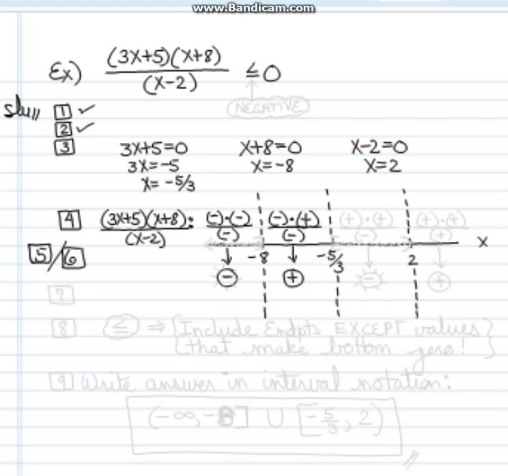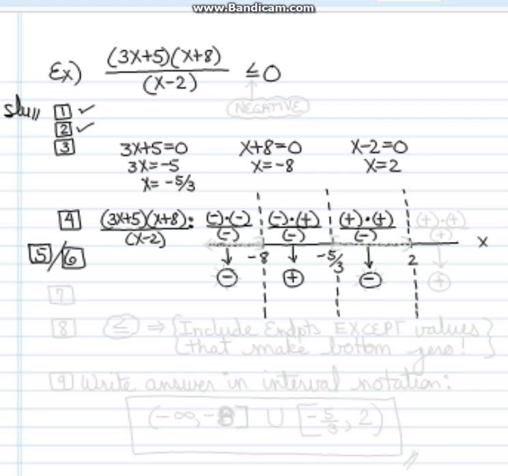Now between negative 5/3 and 2, a nice number to choose for x would be 0. That lives in between there. 3 times 0 is 0. Plus 5 is positive 5, so that's a positive. Times 0 plus 8 is positive 8, that's a positive. Divided by 0 minus 2, that's a negative. So we have a positive on the top over a negative. So together, the entire fraction is negative.